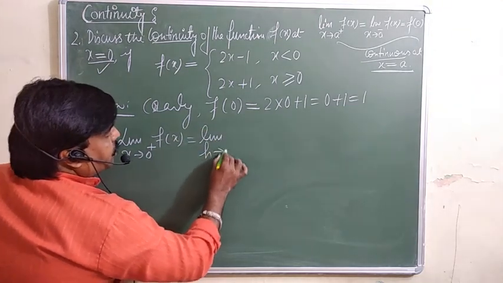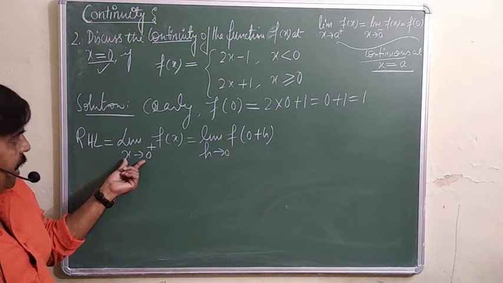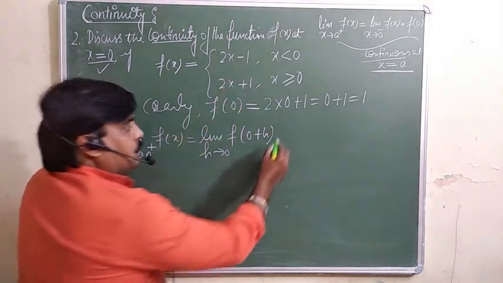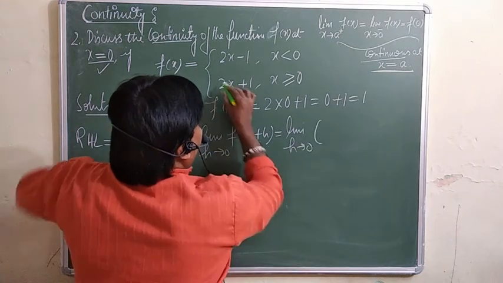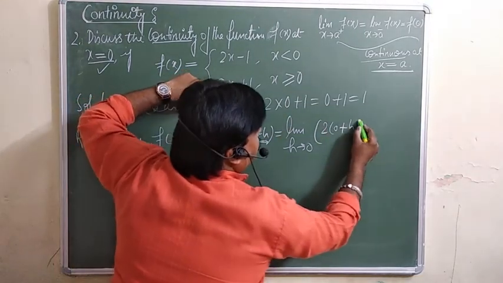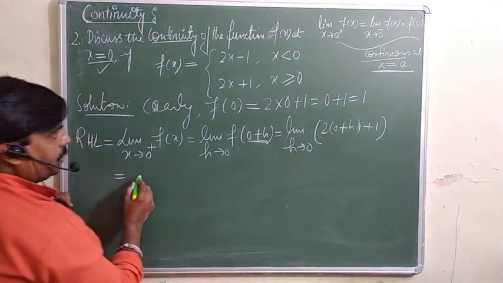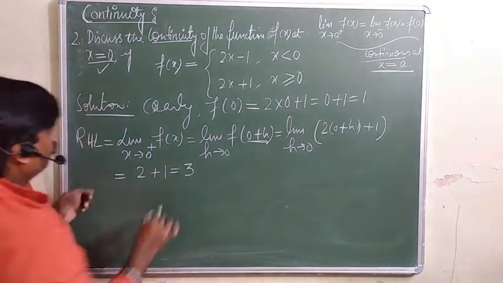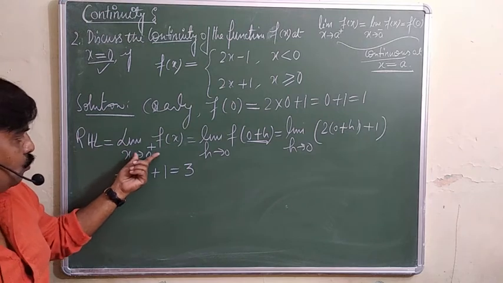limit as h tends to 0 of f(0 plus h). Now, x tends to 0 plus means x is greater than 0, so your function will be this one. So this is equal to the limit as h tends to 0 of 2 times (0 plus h) plus 1. Just put h equal to 0 here, so you will get 2 plus 1, which is equal to 3. So your right hand limit of this function as x tends to 0 plus is 3.